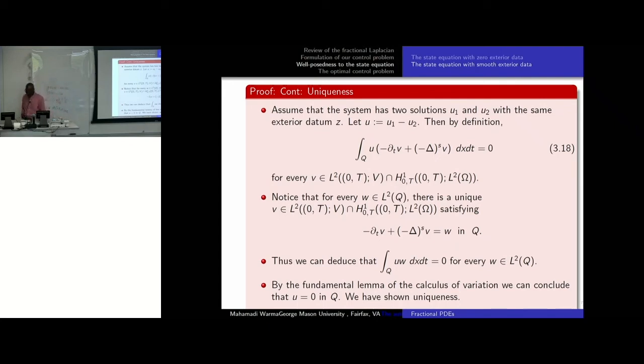That is what we call the backward problem, because V of capital T is 0. That is the backward problem, or the dual problem. It is satisfied in Q, and here it is already included that V of capital T is 0. Then from that you get that the integral of UW on the cylinder is 0 for any W in L2 of Q. Then the fundamental lemma of the calculus of variations tells you we have a unique solution.